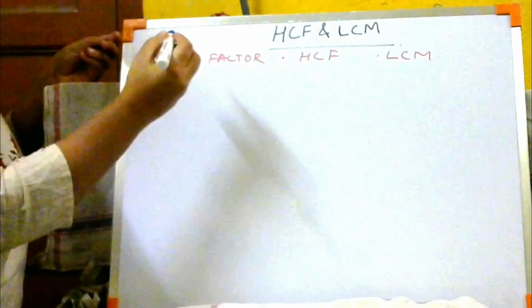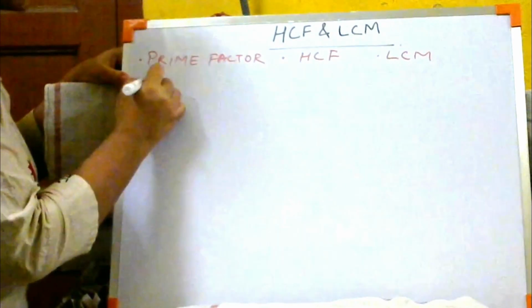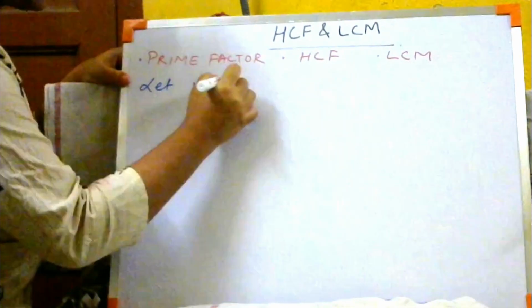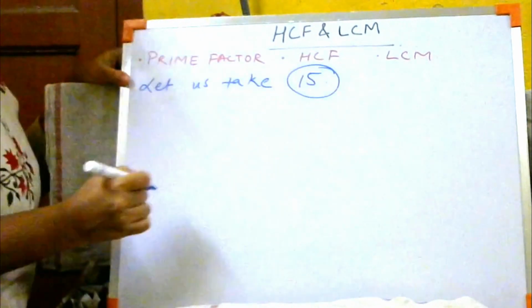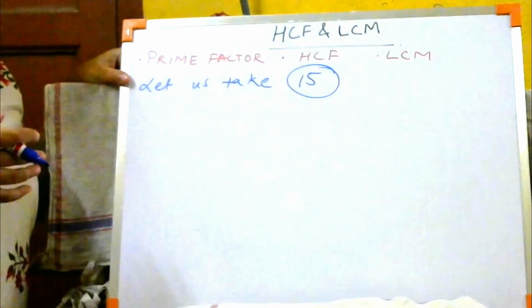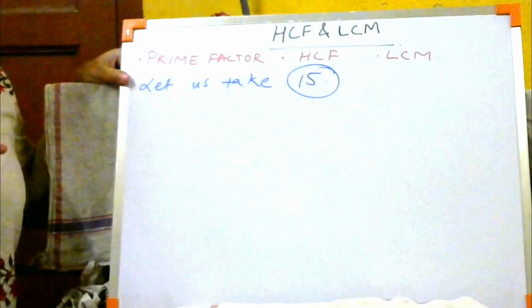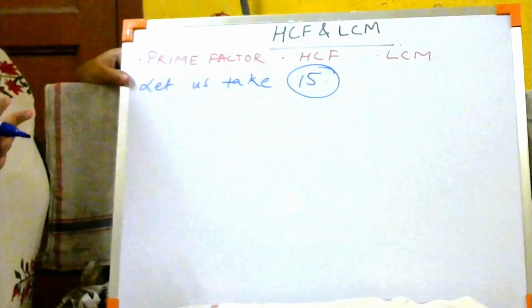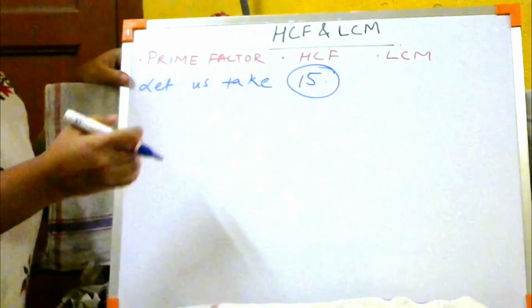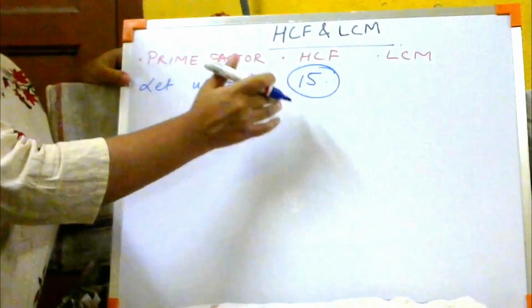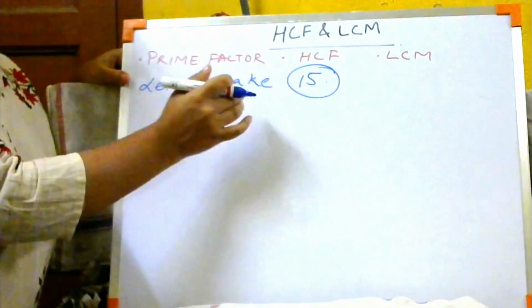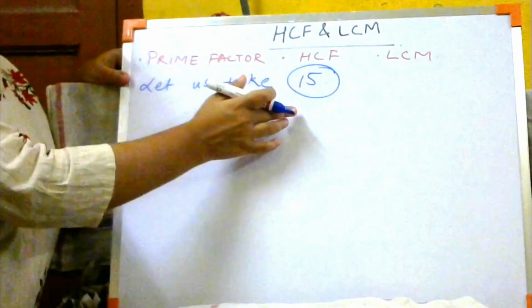Now let us take any kind of number. Say let us take the number 15. Now, what are the prime factors of number 15? What do I mean by prime factor? So now let us find all those numbers which are actually the factors of 15. What do I mean by the factors of 15? Means which are the numbers which are the multiples of this number 15.